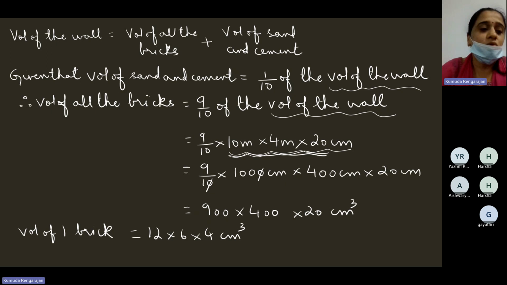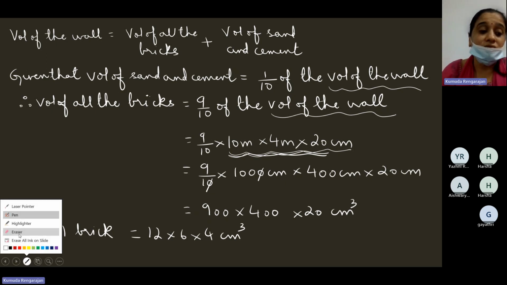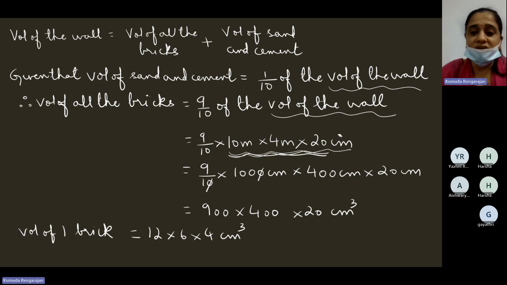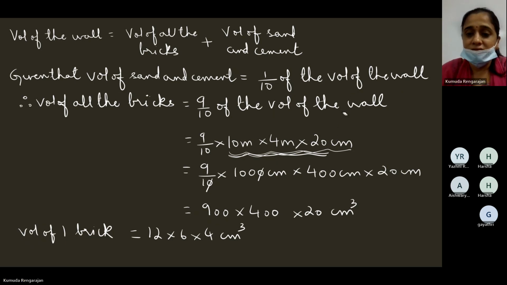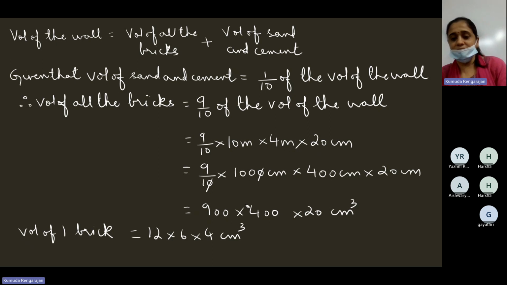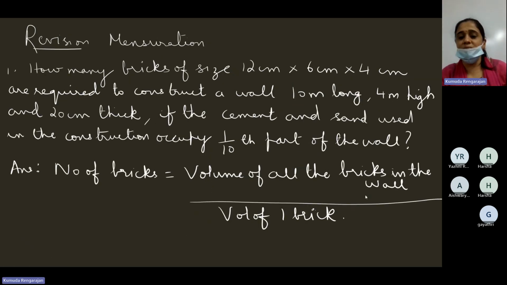So we are interested in finding the volume of all the bricks, not the volume of the wall. We are interested in finding the volume of the bricks. Because how do you find the number of bricks? Number of bricks is equal to volume of all the bricks in the wall divided by the volume of one brick. Always, to find the number, it is volume by volume or area by area. Area divided by area will give you a number, or volume by volume will give you a number.